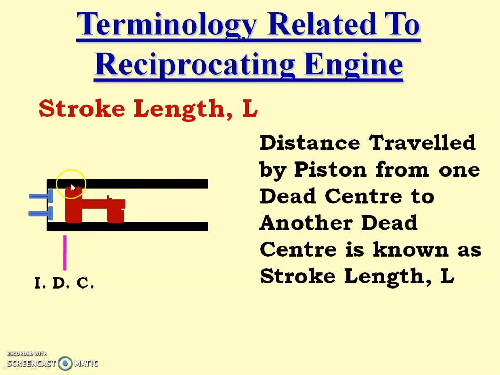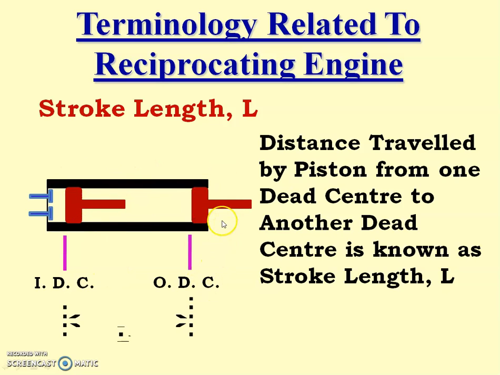Stroke length. Consider piston was at IDC. Now the piston is moving from IDC to ODC, that is the outer dead center. So the distance travelled by piston from one dead center to another dead center is known as stroke length. When piston moves from one dead center to another dead center, in this case IDC to ODC, that distance is known as the stroke length, and it is denoted by the capital L.